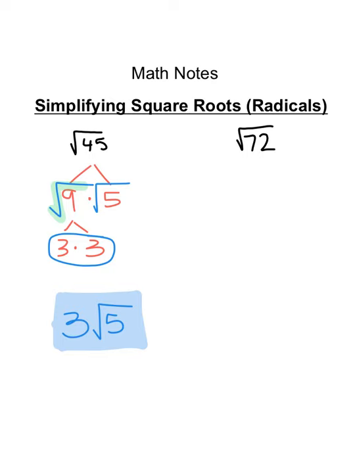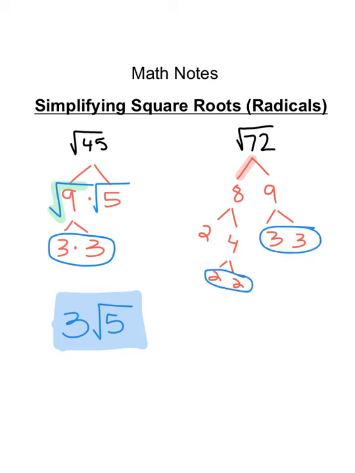For 72, we can start making a factor tree. 72 is 8 times 9. 9 is 3 times 3. 8 is 2 times 4, or 2 times 2. So these ones that are pairs like this are because they came from a number that we can square root. We can square root 4, and we can square root 9.